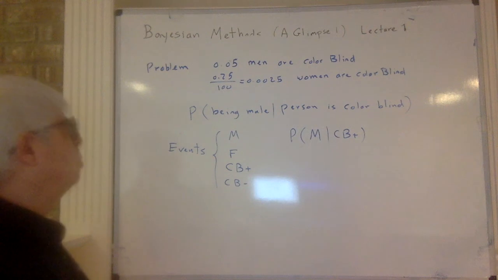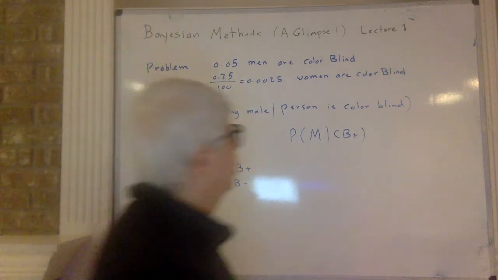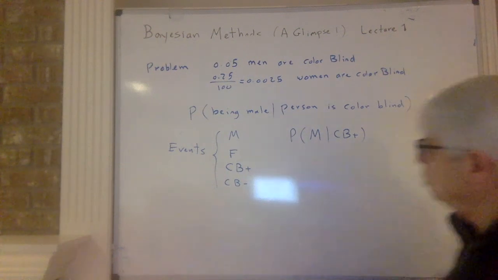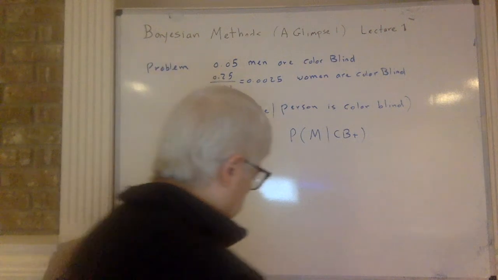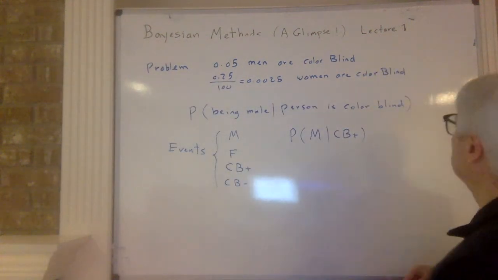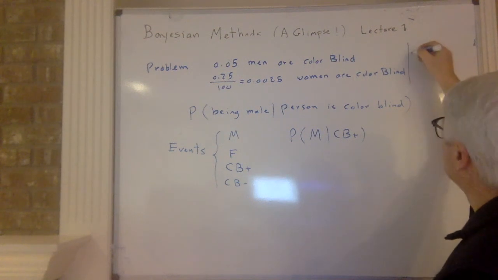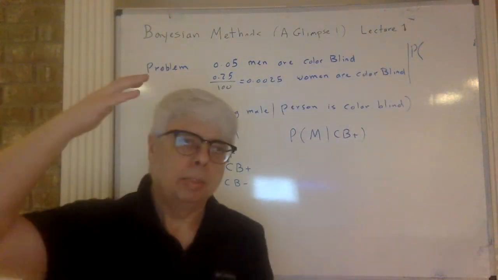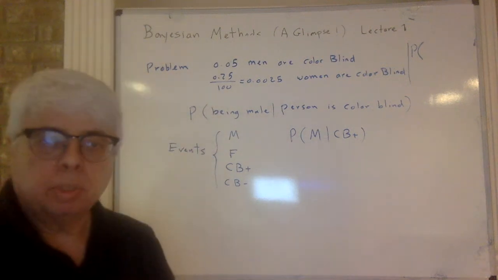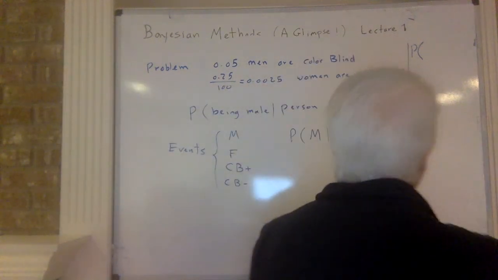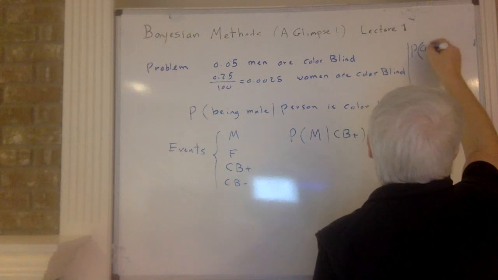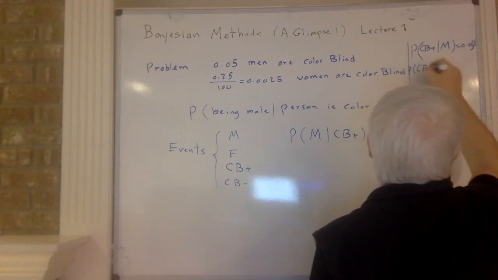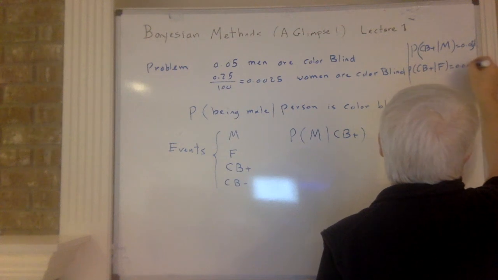What is the probability that that person is a man? Well, you can say from those probabilities, in fact, it might be larger than the other one. So let's see, what are those two up there? 0.05, men are colorblind. 0.0025, women are colorblind. What is this first one? It's saying that if I choose a man, so given a man, the probability that it is colorblind is 0.05. So that is given M. P of CB plus given M is 0.05. The other one is P of CB plus given female is 0.0025. Okay?